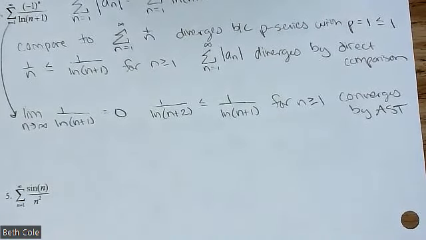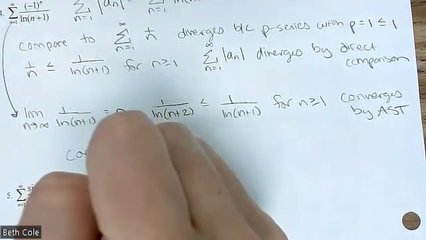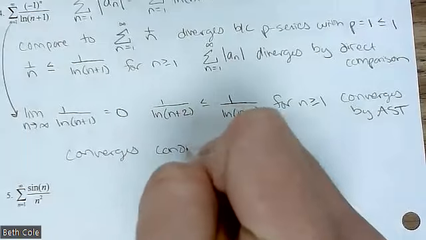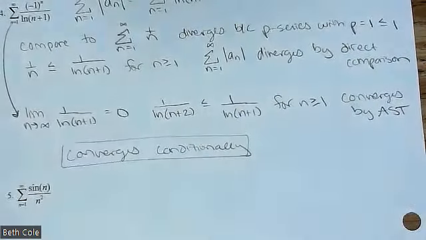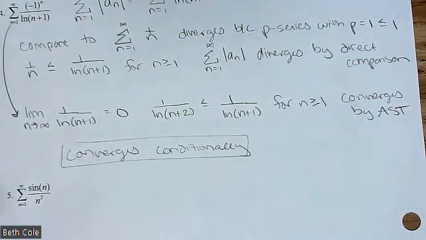So what's the big conclusion to the whole problem? Converges conditionally. So do you see how it's not a new test? Like we didn't learn a new test or anything. It's just almost like a piece of vocabulary.